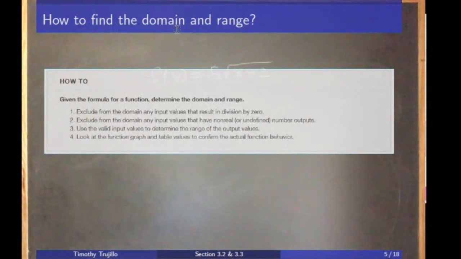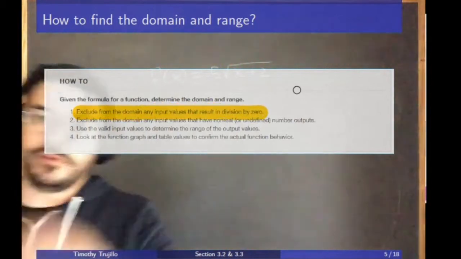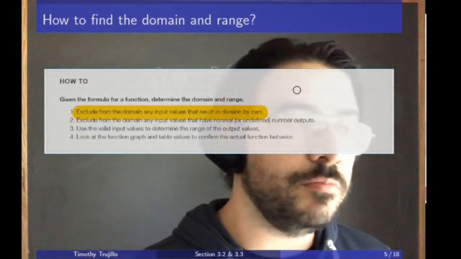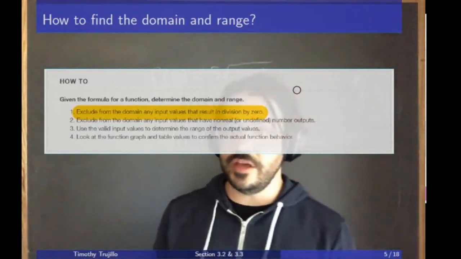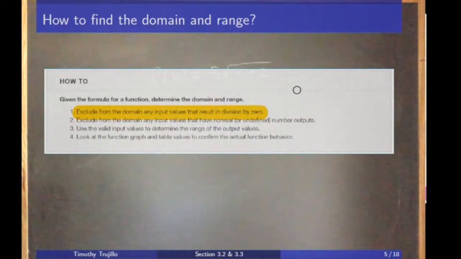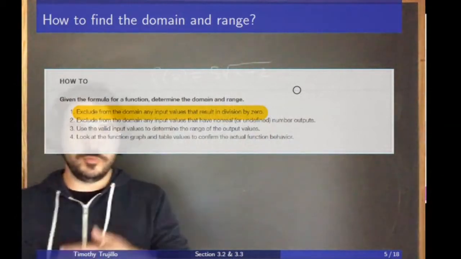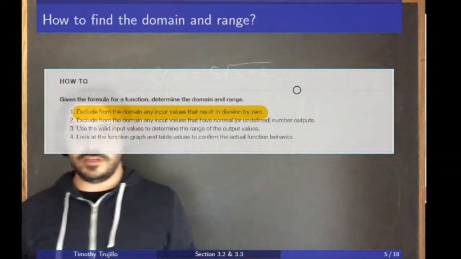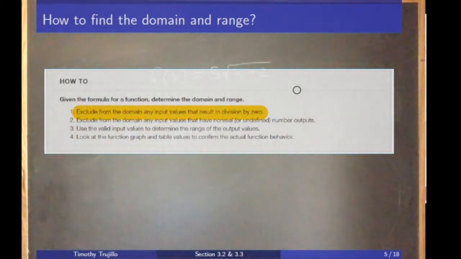So your first thing that you have to be worried about is possibly dividing by 0. If you plug in a value into the input of a function and it results in you needing to divide by 0, then you have to exclude that value from the domain. So you sort of answer this question in reverse. You assume that everything's in the domain, and then you go step by step and remove things from the domain. And here this first one is telling us remove anything that results in division by 0. So we have to be careful about dividing by 0 because we just can't do it, right?